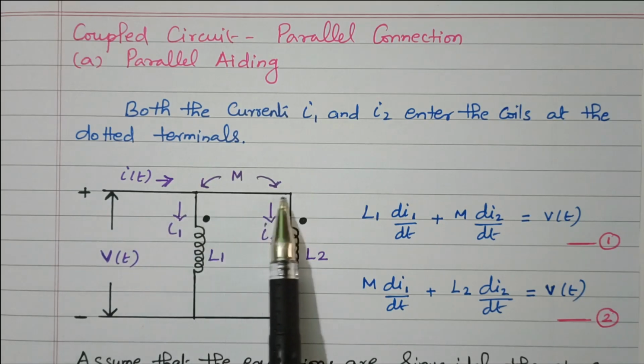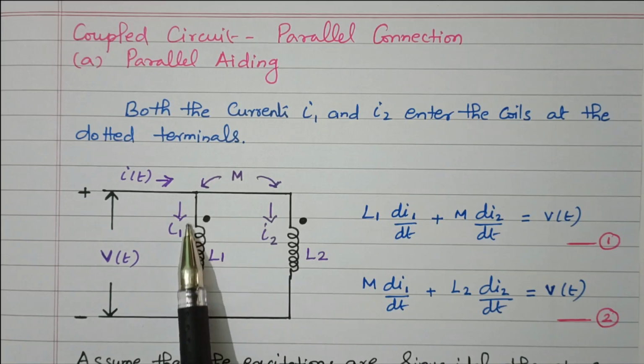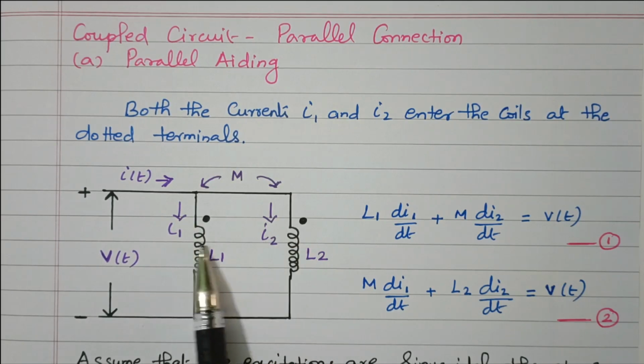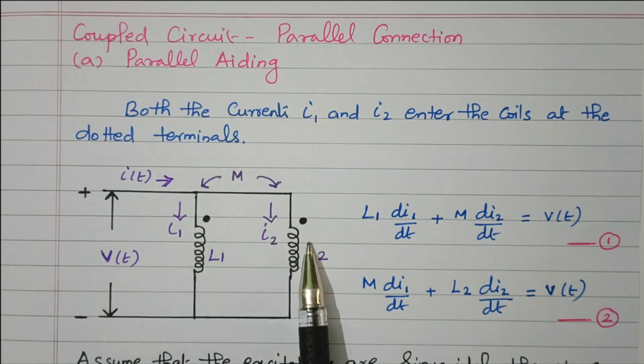At this point the current is divided into I1 and I2. The dot is available here. In both L1 and L2, current enters at the dotted end. So due to this it is coming under aiding. The mutual inductance is added together.